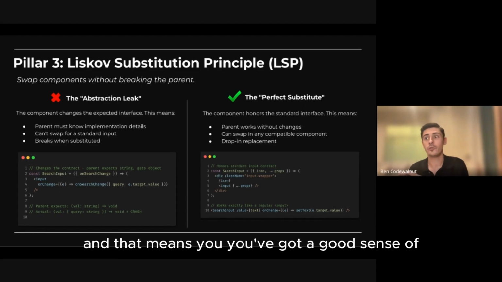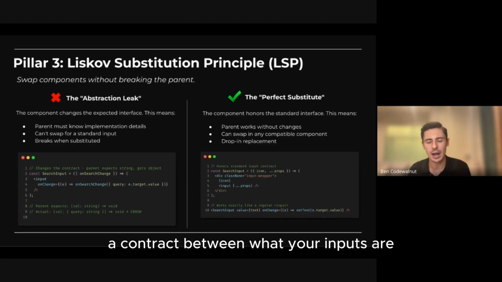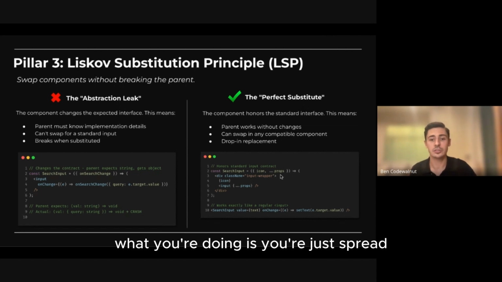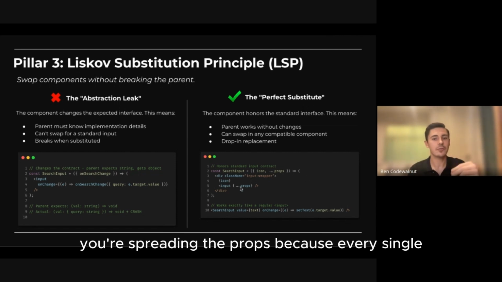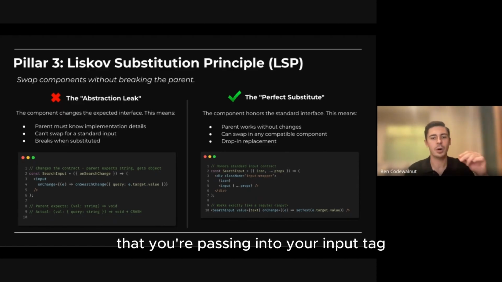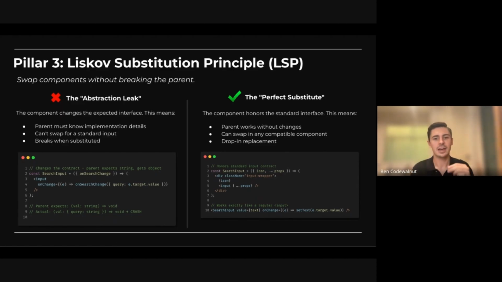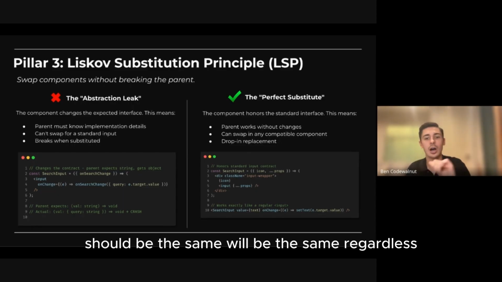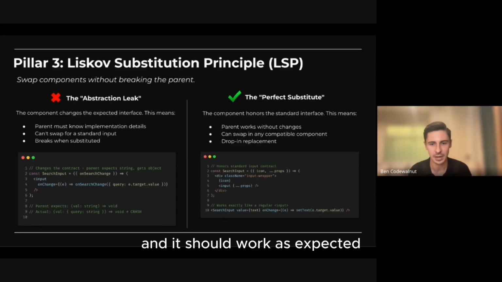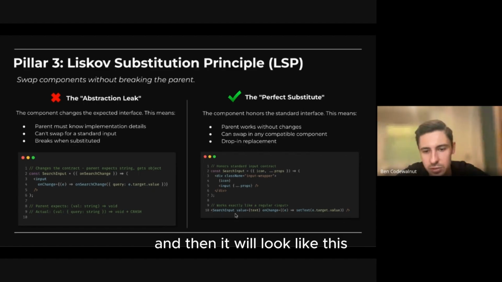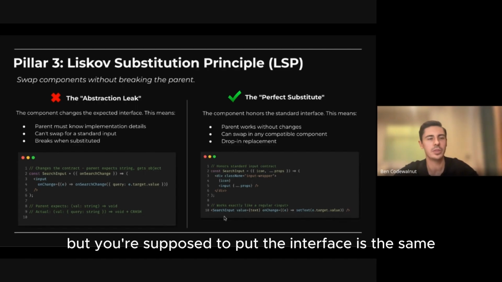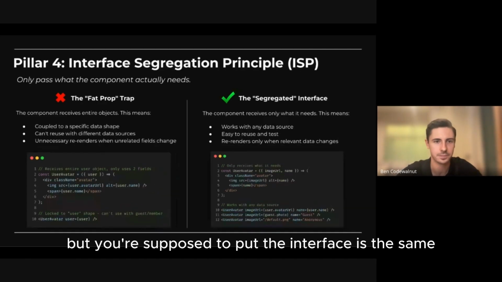And that means you've got a good sense of contract between what your inputs are. But in this case, what you're doing is you're spreading the props, because every single attribute or prop that you're passing into your input tag will be the same regardless. You should be able to swap any search input and it should work as expected. And then it will look like this, where you're passing in the same values you would to the input, but the interface is the same.